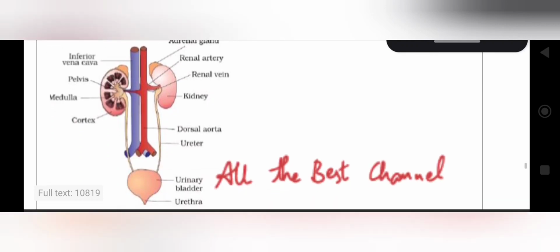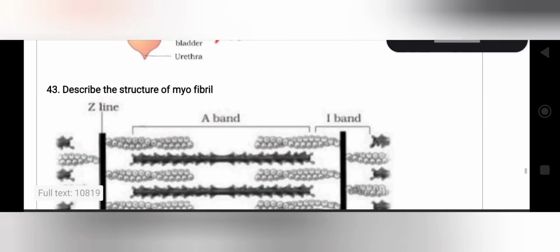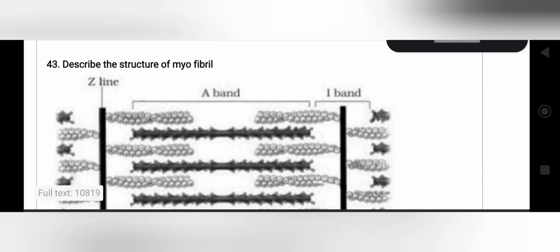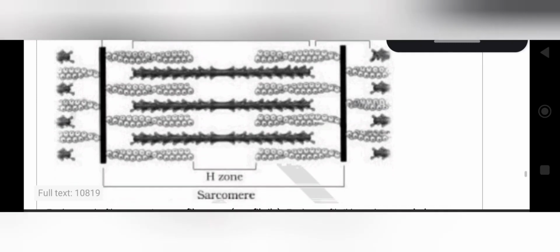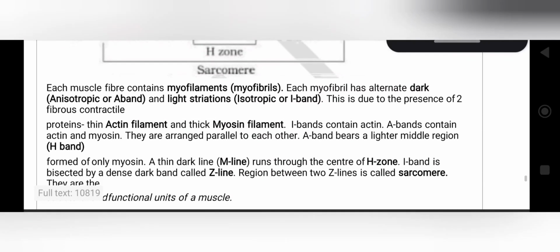Sketch and label human excretory system. So you can refer to your textbook. Describe the structure of myofibril. So you have to draw it with all the zones and sarcomere.